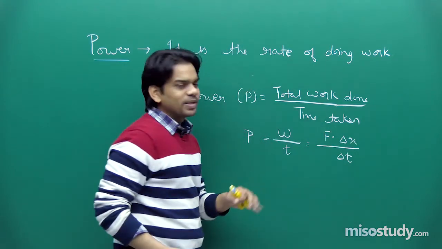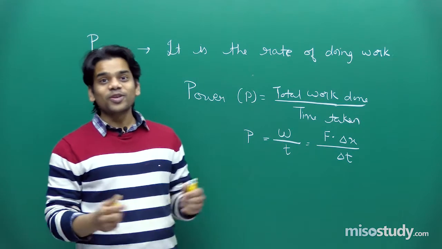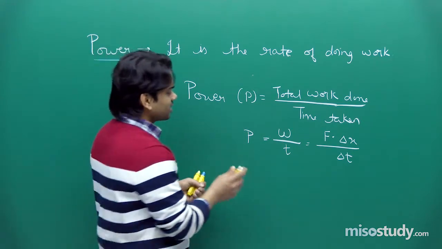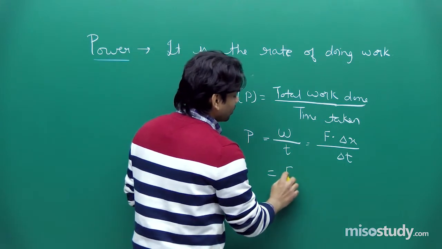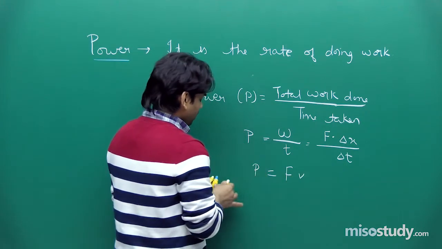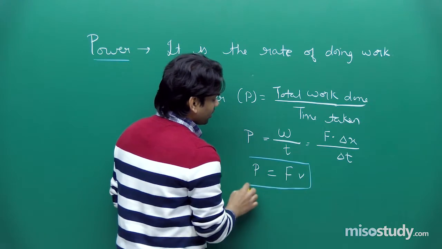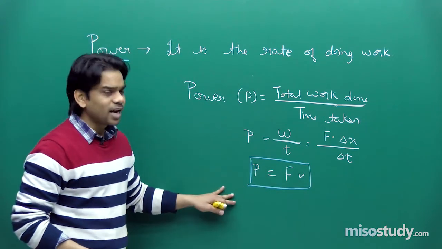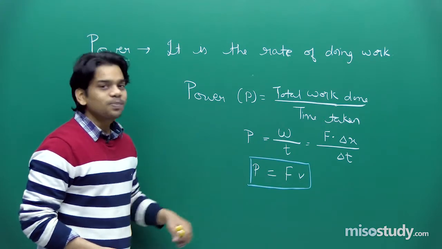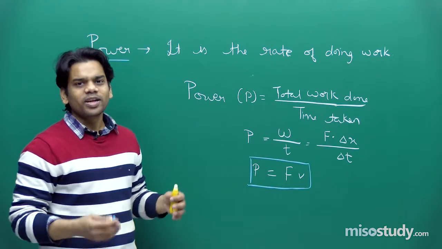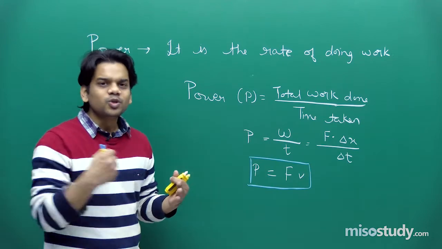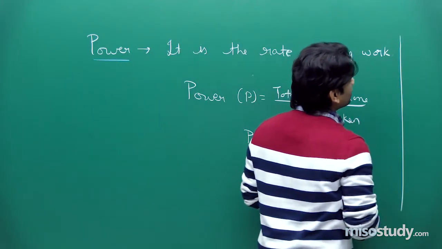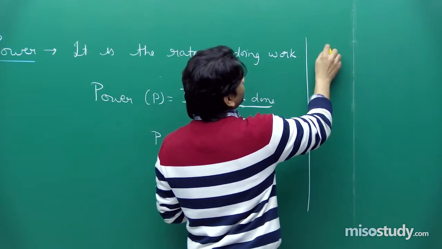What is this delta x by delta t? I know you're thinking about the speed. Yes, it is speed, and it is the average speed, if it is v. So we can write power is equal to F v. So we get power equals F v, where v is the average speed. From this equation, we get the average power delivered by the object or by the engine which is doing the work. So the average power is equal to force times average speed.